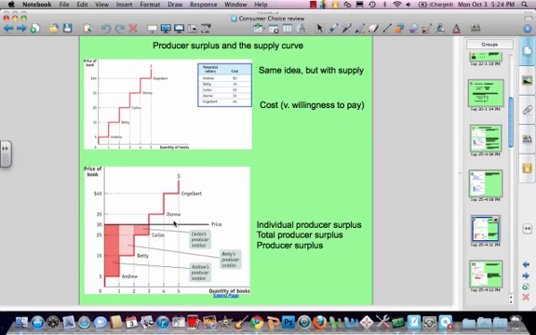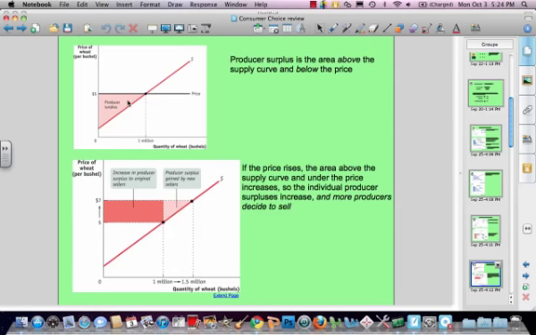If there were a price change, in this case price went up, you'd not only have additional producer surplus, you'd also have a new supplier in the marketplace. Here's total producer surplus defined as the area above the supply curve and below the price.